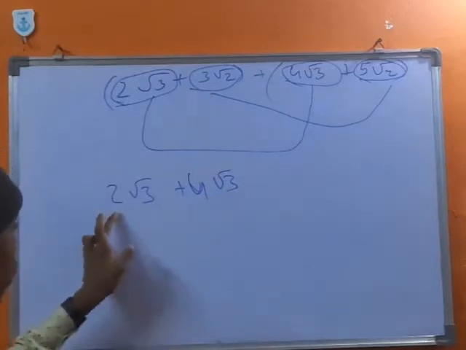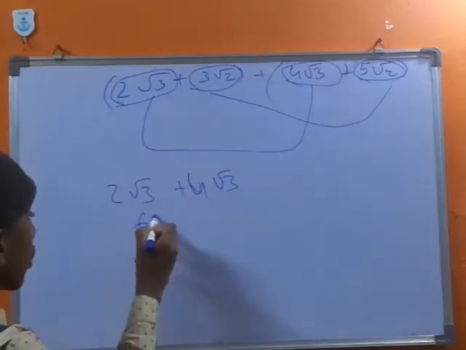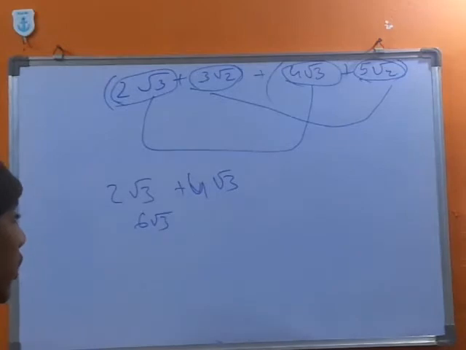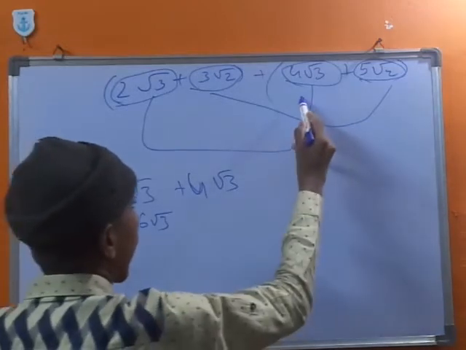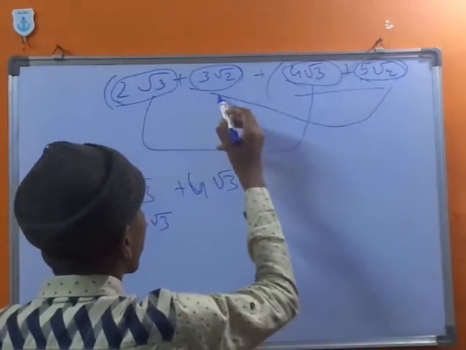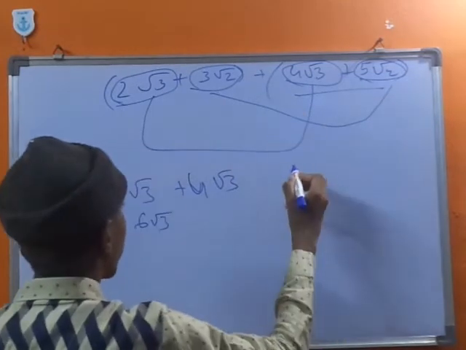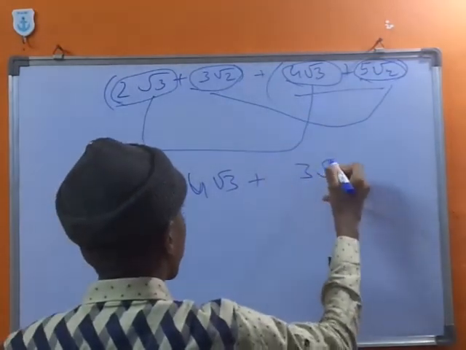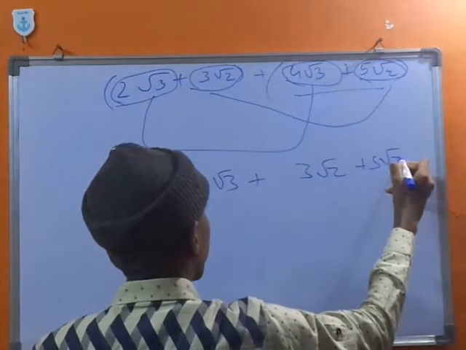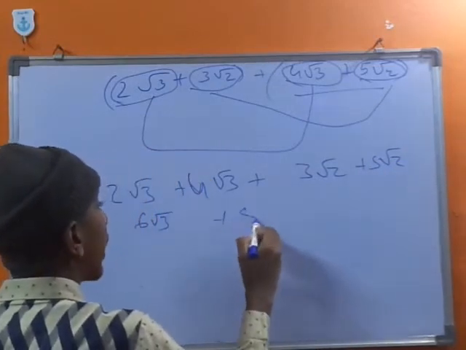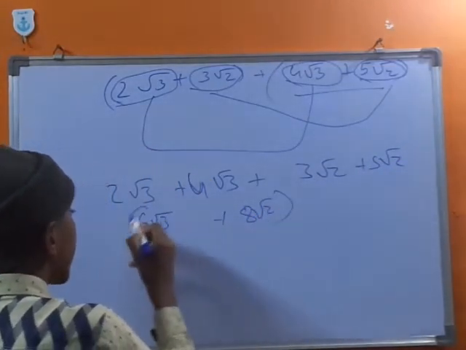it is 2 plus 4, 6 root 3, and it is 3 root 2 plus 5 root 2. It is 8 root 2. It is the answer.